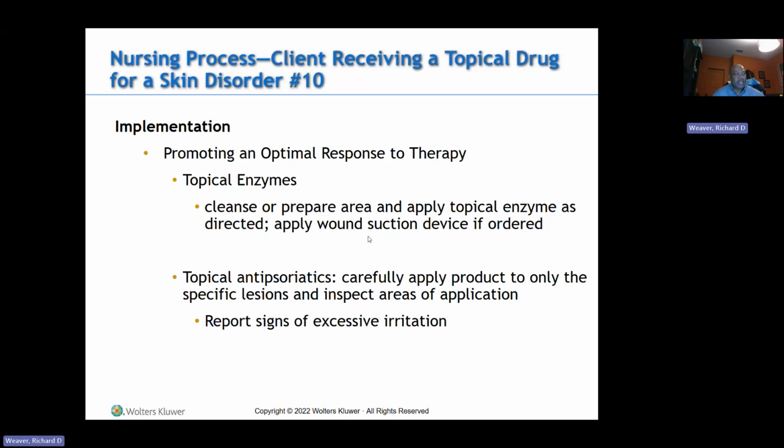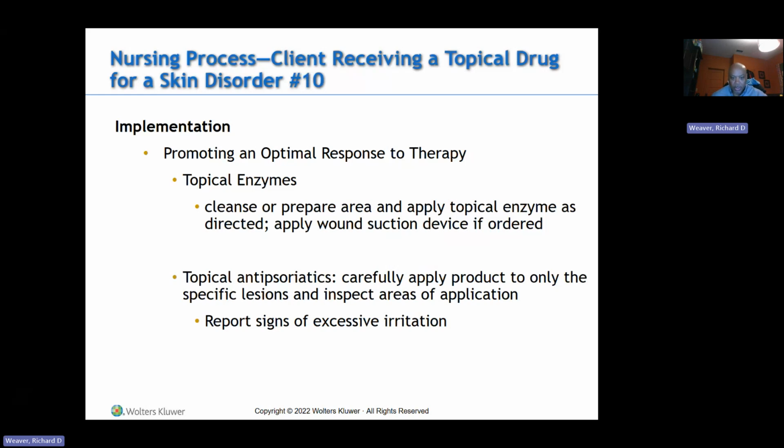Also, as far as the topical anti-psoriatic medications, we have to carefully apply this product to only the specific lesion and inspect the areas of application. So we only want to apply this topical medication to the lesions on the skin itself, and not on the good skin. And of course, we want to inspect the status of the affected area. We also want to report if there are any excessive signs of irritation to the clinical team. May have to discontinue the medication.